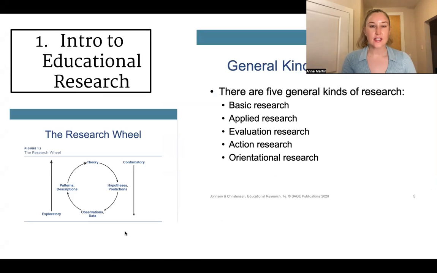So the main things that you are going to be learning about in this chapter are the general kinds of research: basic research, applied research, evaluation, action research, and orientational research. And these are going to be terms that you're going to see in your article critique, and you will likely talk about which approach you're using in your research proposal.